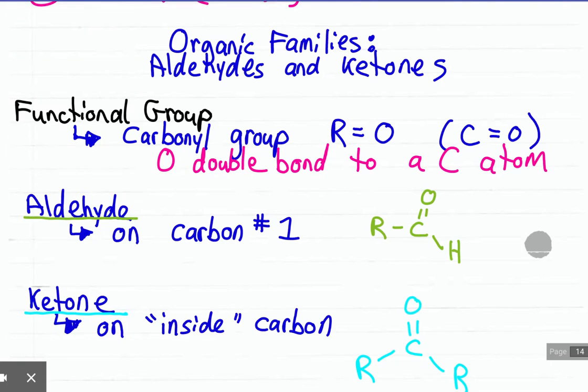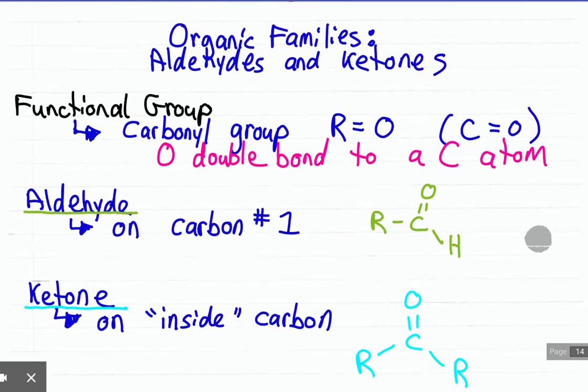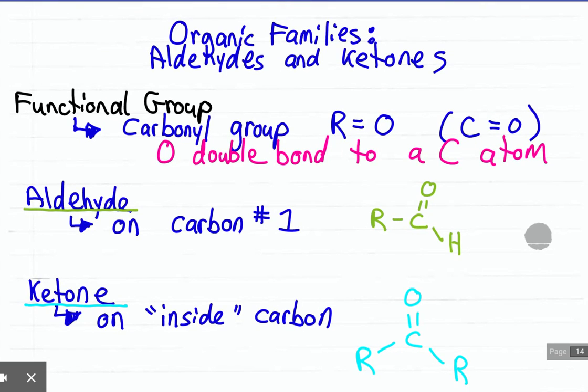Where the aldehyde and the ketone differ is that the aldehyde has the carbonyl group on carbon number 1. So it's on an end carbon, whereas a ketone has the carbonyl group on an inside carbon. So again, this is going to be a lesson where the note is already here for you, and I'm just going to speak and talk about the material. So you need to press pause and copy things down and then listen to the lesson. Okay, so just make sure you have this down.